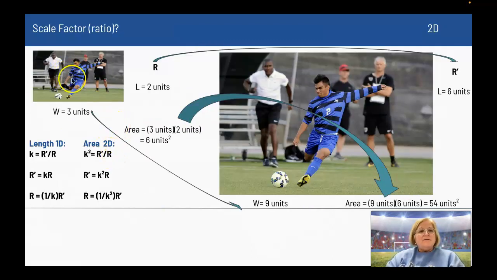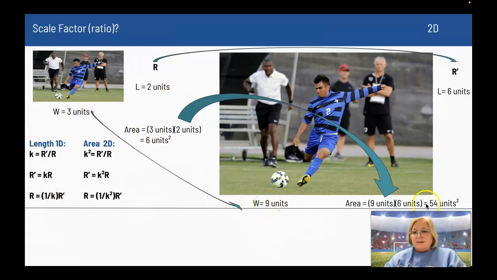In this, I have a picture and I'm enlarging the picture. And so my width here is 3 units and it becomes 9 units. So going by the length, which is in this case the width, I have 9 units divided by 3 units, which gives me 3. The units cancel. There are no units with the K. It's not a form of measurement, it's a multiplicand. So K is equal to 3 because if I take 3 times 3, I get 9.